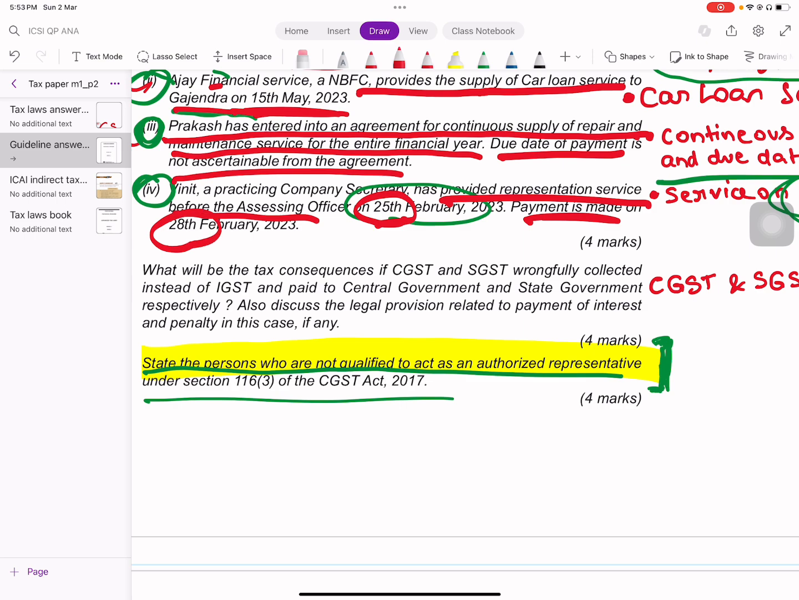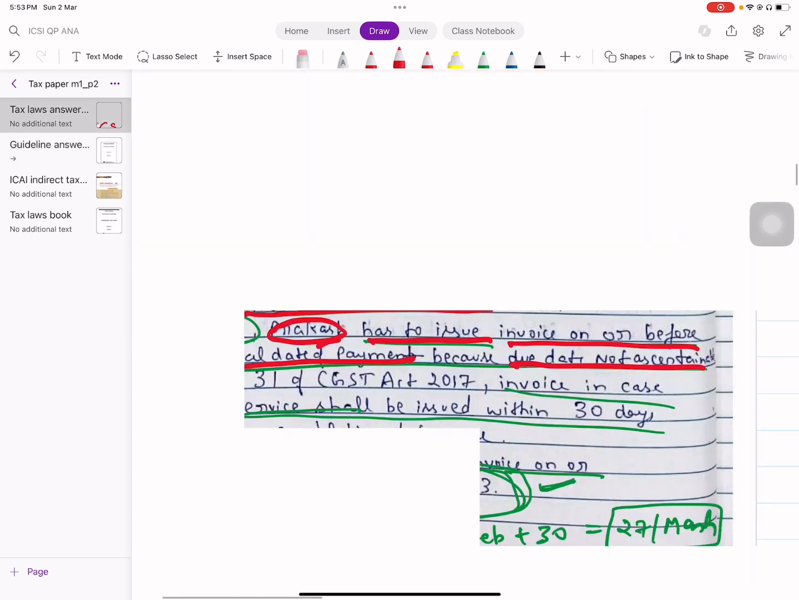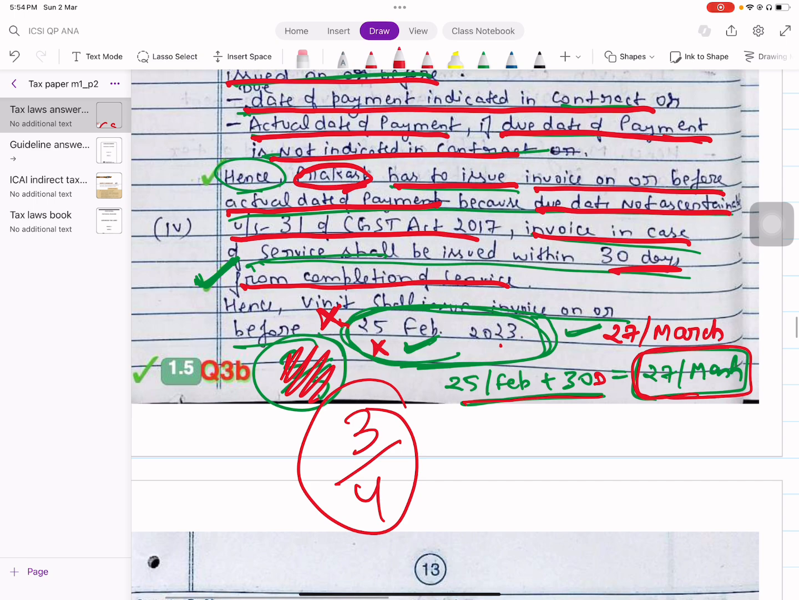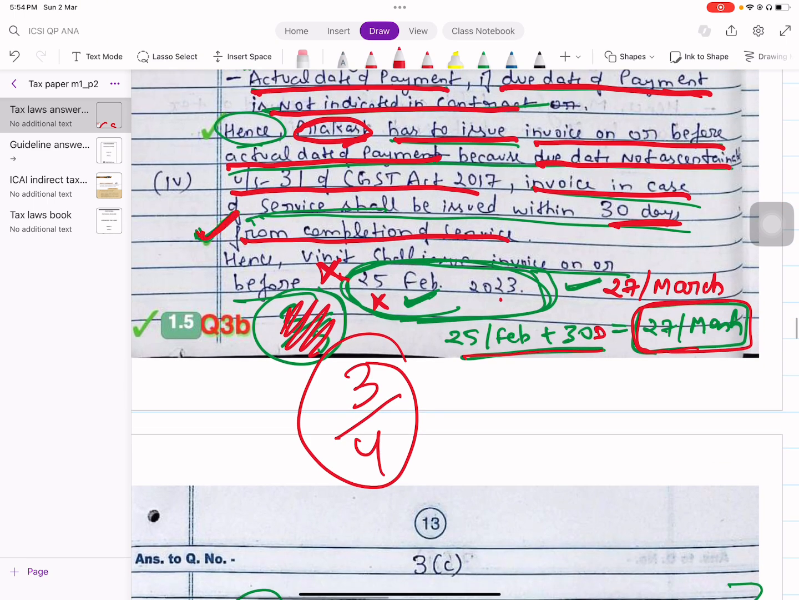Now the last transaction, Vinith, a CS, has provided representation services before the assessing officer on 25th Feb. The payment is made on 28th Feb. Now, under section 31, the invoice in case of service shall be issued within 30 days from completion of service. Hence, Vinith shall issue the invoice on or before 25th Feb 2023. No, this answer is wrong. The correct answer is 25th Feb plus 30 days, which equals 27th March. On or before 27th March. This answer was wrong, but still the examiner has checked it as correct.